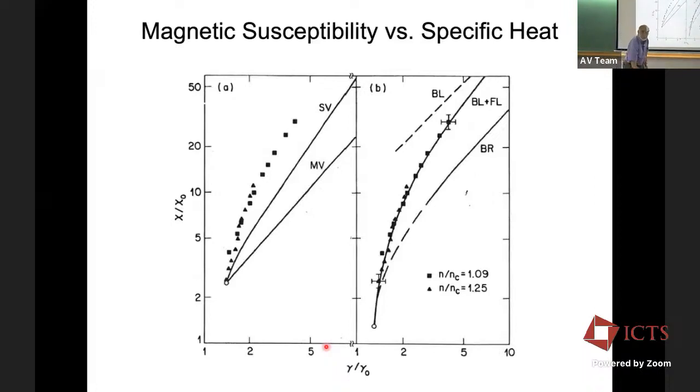Is it for doped silicon? Yes. This data is only for phosphorus doped silicon. We have not analyzed the data for boron and phosphorus doped silicon, partly because we don't have the specific heat data for that. We need both specific heat and susceptibility. And John Graebner, who was measuring the specific heat, did measure.